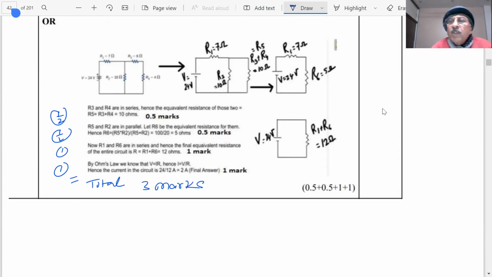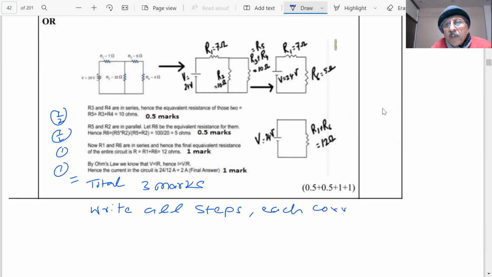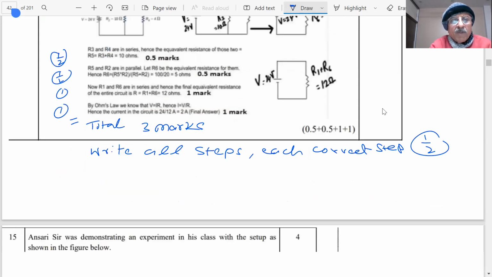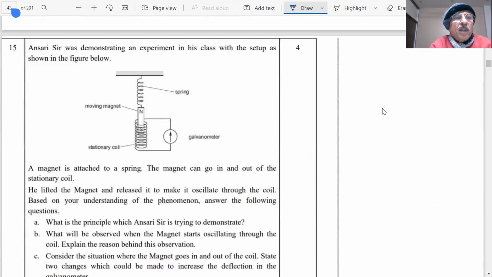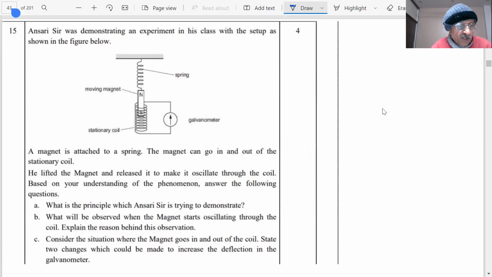As I repeatedly say, write all the steps. Each correct step gives you half a mark. If steps are not written, you will not get full marks. Therefore, solve the question in a stepwise manner, sequence-wise, and you will be able to get full marks, students. Coming to the next question, student.